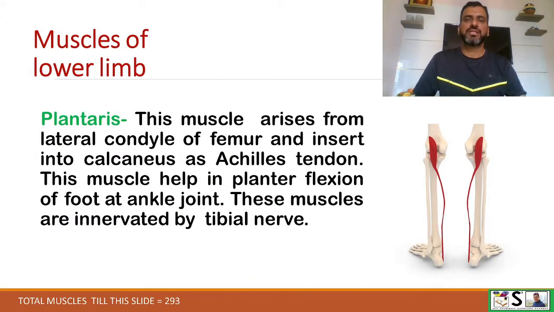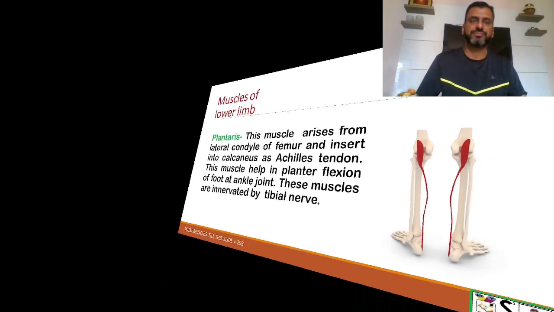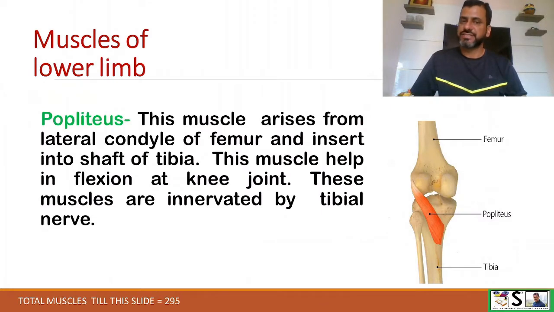Plantaris. This muscle arises from lateral condyle of femur and inserts into calcaneus as Achilles tendon. These muscles help in plantar flexion of the foot at ankle joint, and these muscles are innervated by tibial nerve. Popliteus. This muscle arises from lateral condyle of femur and inserts into shaft of tibia. This muscle helps in flexion at knee joint and is innervated by tibial nerve.